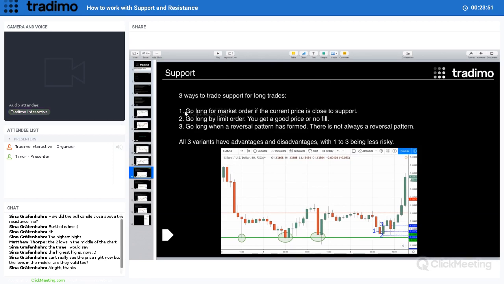Okay, first is go long with a market order. If you think the price is close enough to the support level, I mark this here with the 1. So please imagine the market goes down. Then we are in this candle here and we are thinking, okay, this support level will push the market further up. And then you decide to go long with a market order. So this means right now.